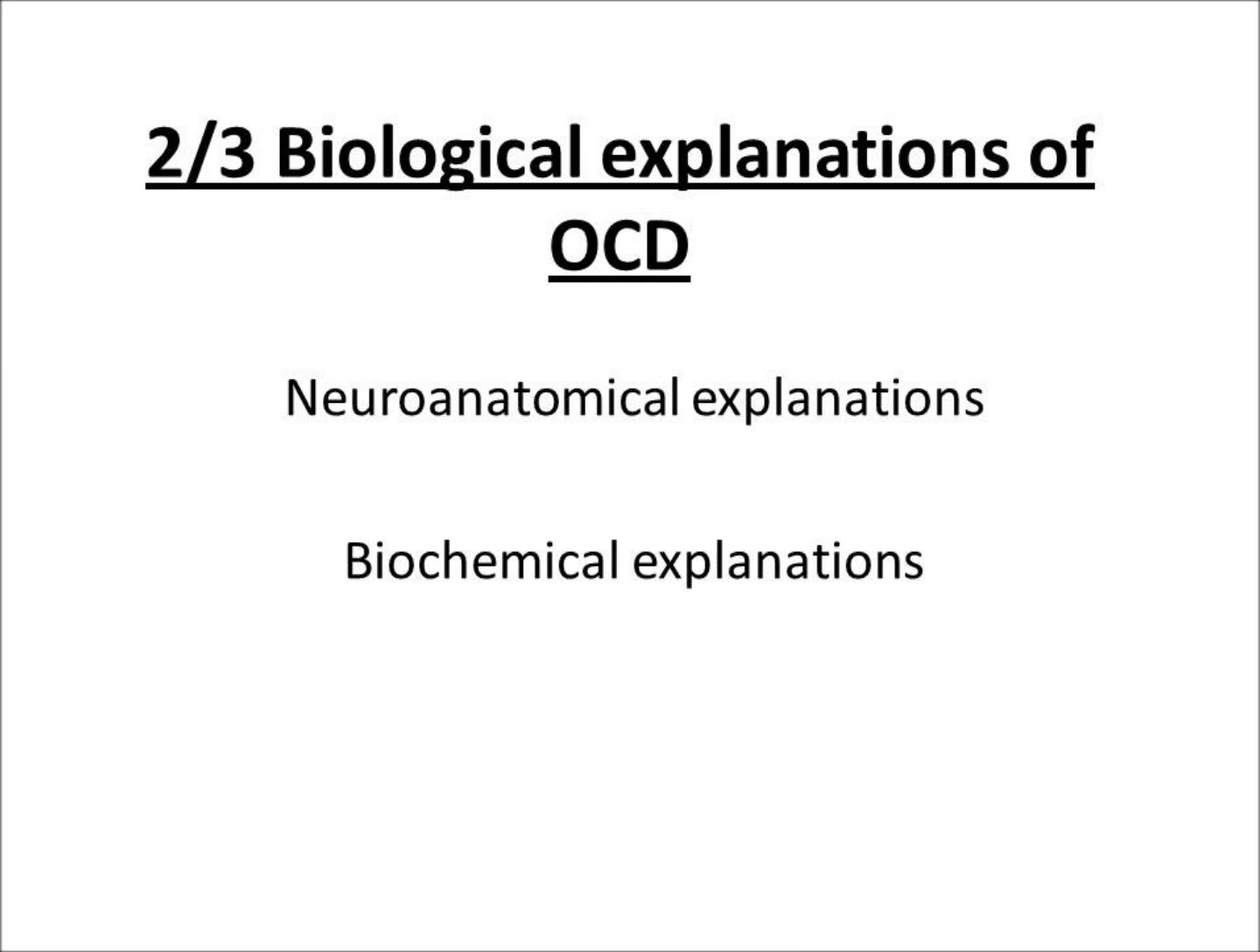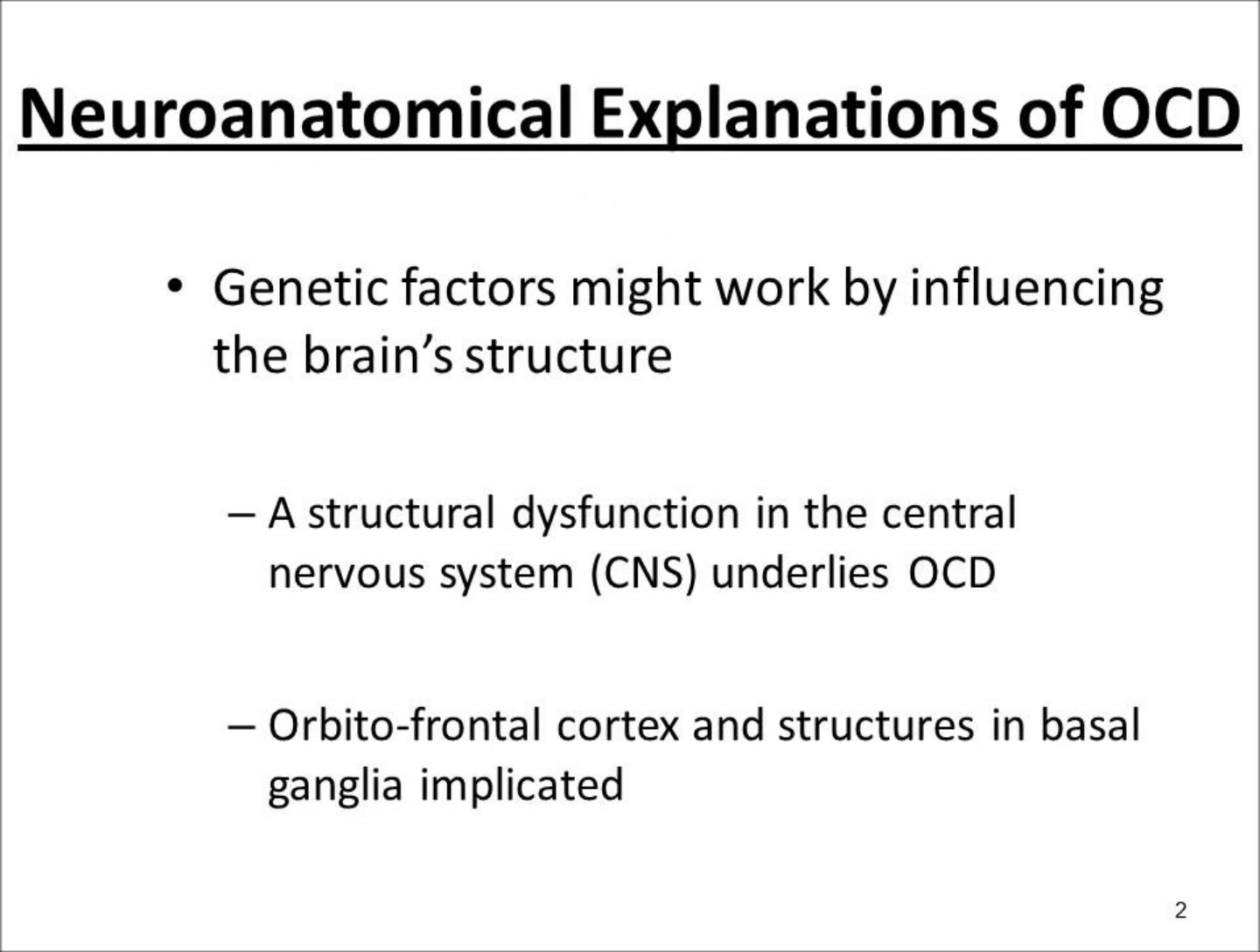Two out of three biological explanations of OCD: neuroanatomical explanations and biochemical explanations. Neuroanatomical explanations of OCD. Genetic factors might work by influencing the brain structure. A structural dysfunction in the central nervous system, CNS, underlies OCD. The orbitofrontal cortex and structures in the basal ganglia are implicated.